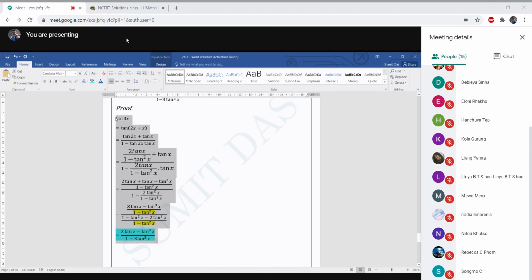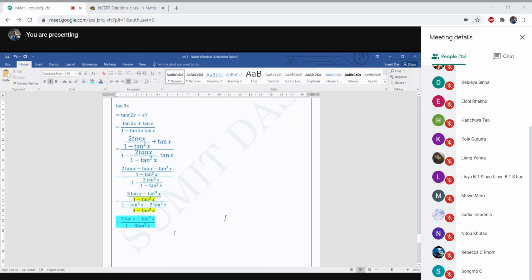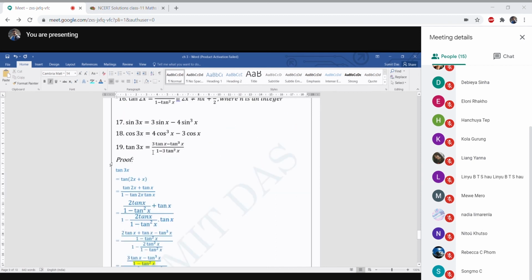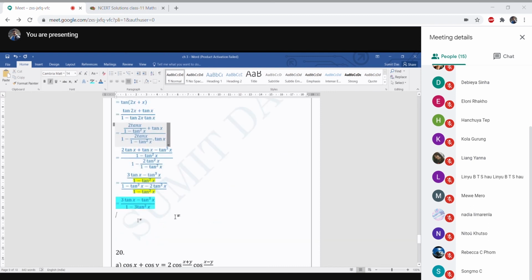As I told you before, this formula proof will not come in the exam, but still for knowing purposes we can just remember this one. But now remembering the formula is the most important thing. So let's move on toward the next very important formula.